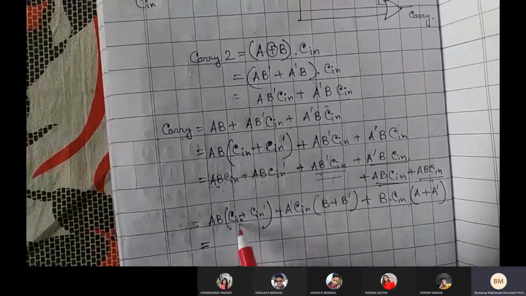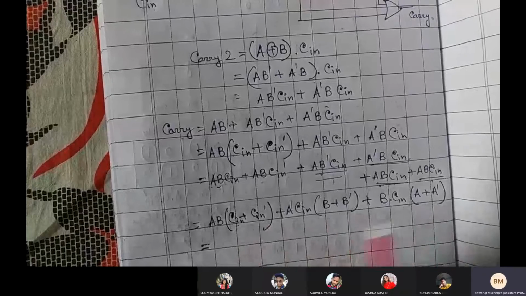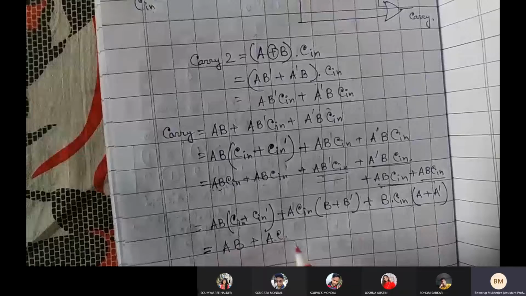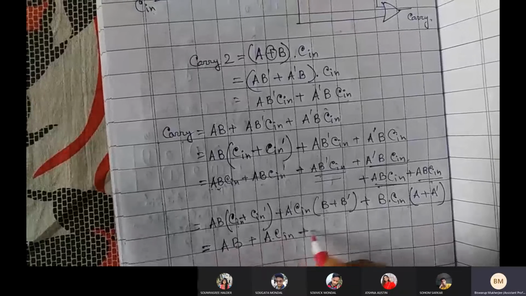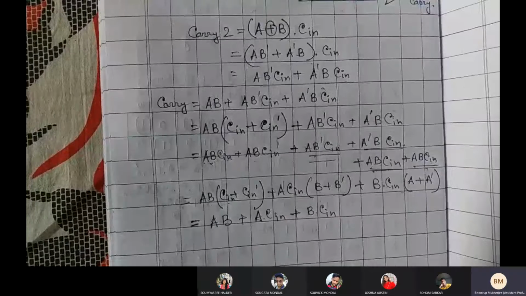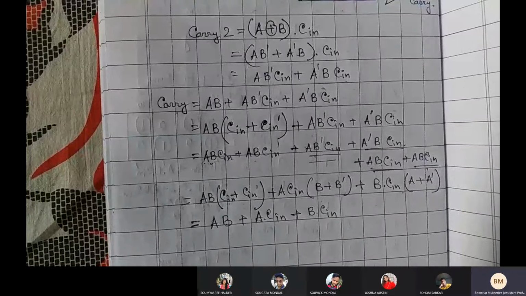So what is the ultimate answer? This is 1, this is 1, this is 1. So that is AB plus A dot C in plus B dot C in. So this is the ultimate answer, which is nothing but the full adder carry output.